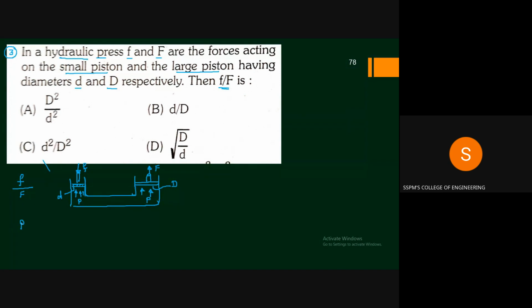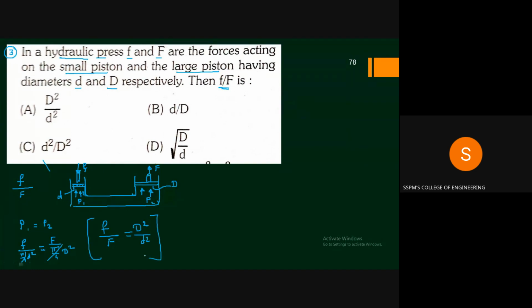So we can write P. Let us assume this as P1 and this is P2. So P1 is equal to P2. P1 we can write as force per unit area. So area of the smaller piston is pi by 4 small d square. This is equal to the force on the larger piston, capital F, divided by pi by 4 capital D square. So if you simplify this, we can write the ratio small f to capital F equal to small d square upon capital D square.